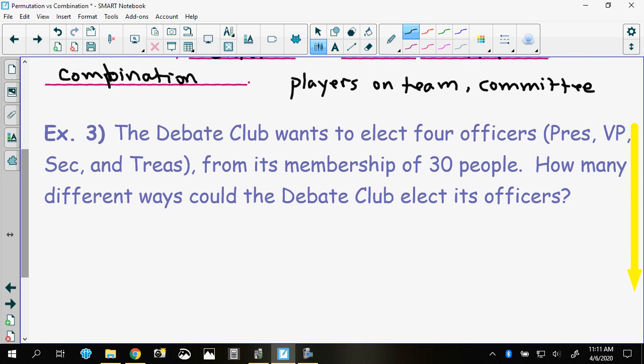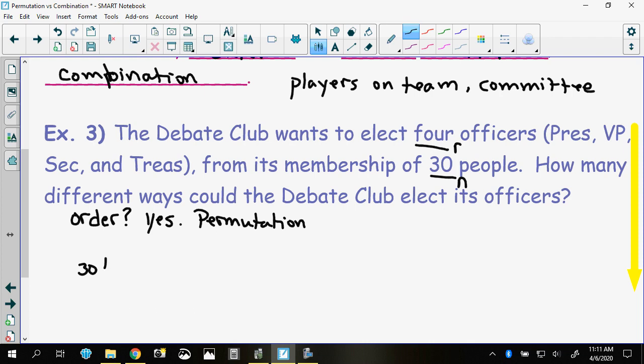Okay, so the debate club wants to elect 4 officers from 30 members, the president, vice president, secretary, and treasurer. So 30 members is our N, and 4 officers would be our R. And since we are selecting officers, that means that the order matters. So that's the first thing you want to ask yourself. Does the order make a difference? In this case, yes. So we're doing a permutation. Now, that means 30 people selected 4 at a time.